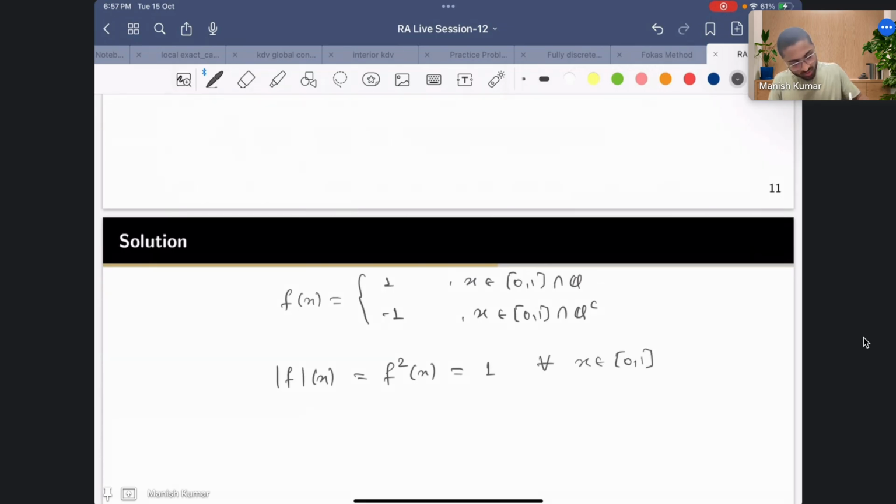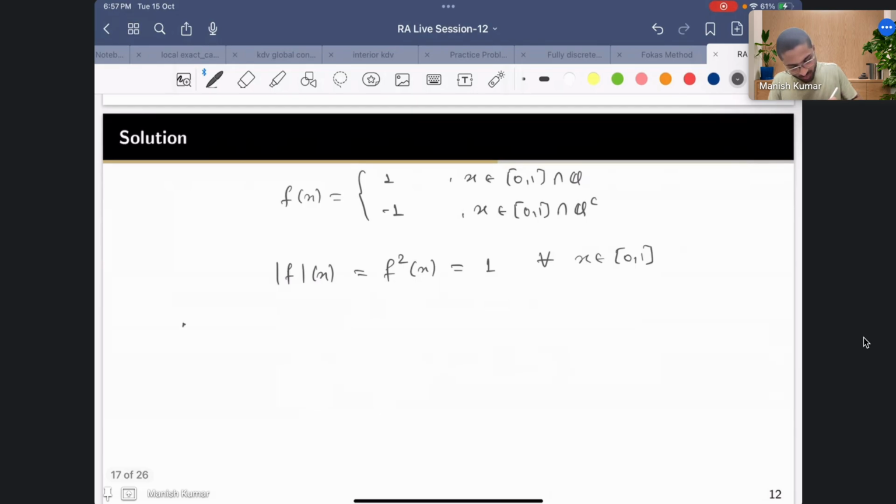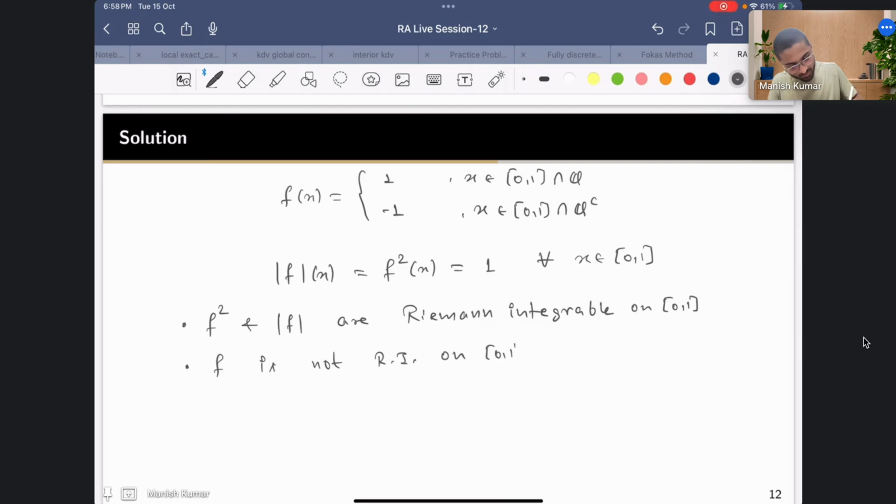So clearly you can see, f is not Riemann integrable, but f square and mod f are Riemann integrable on 0, 1, but f is not Riemann integrable. Okay.